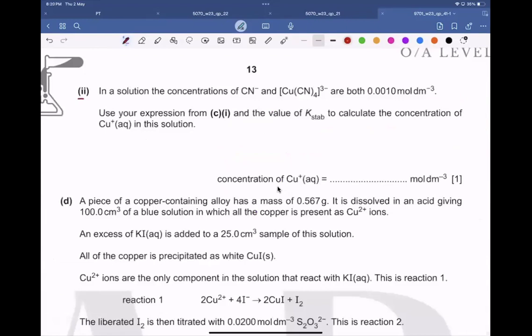Now, part 2. In a solution, the concentration of cyanide and this complex are both 0.0010 mol per dm³. Use your expression in C1 and the value of K step to calculate the concentration of copper +1 ions in this solution.